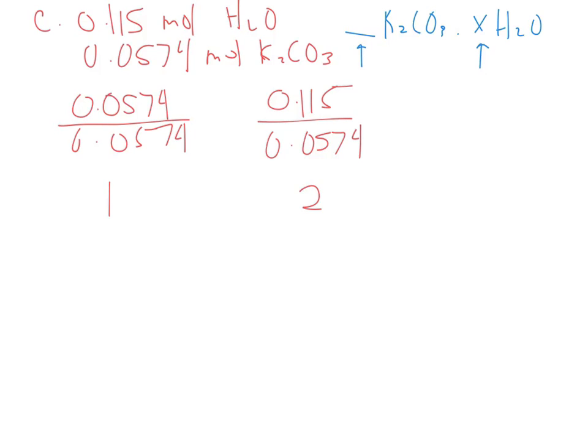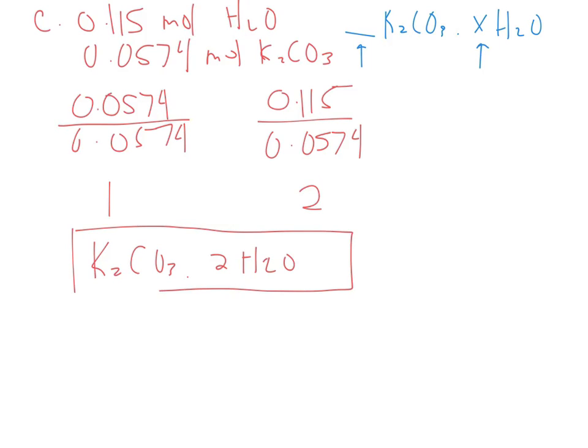So again, because this is for K2CO3, your formula is going to be 1 K2CO3, which you can just write as K2CO3, dot, and this is your coefficient for water, so 2 H2O. So this is your formula for C.